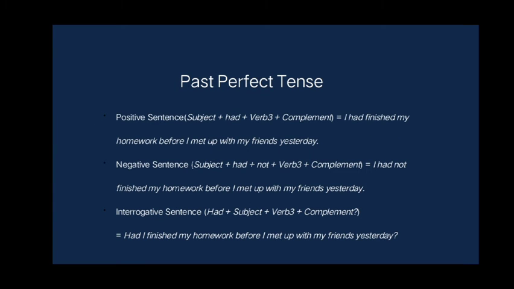Next is past perfect tense. It is used to show events that occurred before a certain time in the past and emphasize the outcome rather than the duration of the event, usually used to indicate which event occurs first between two named events. For example, for a positive sentence, the formula is subject plus had plus verb 3 plus complement. Like we can see, the example is I had finished my homework before I met up with my friends yesterday.